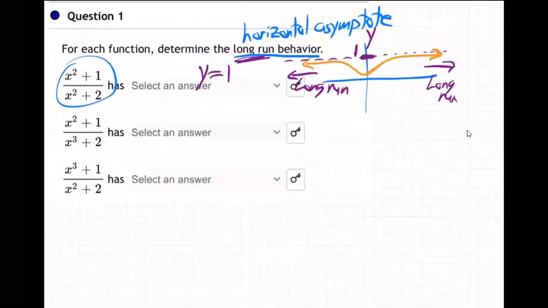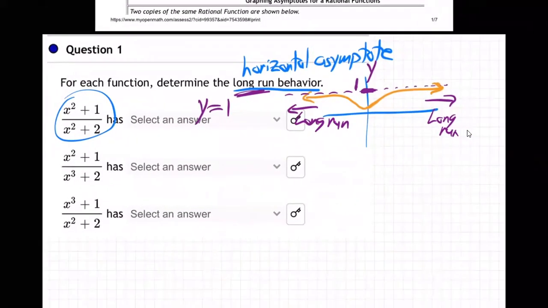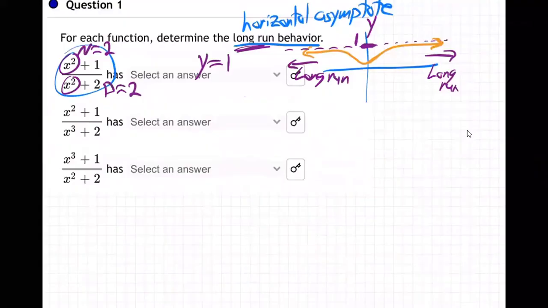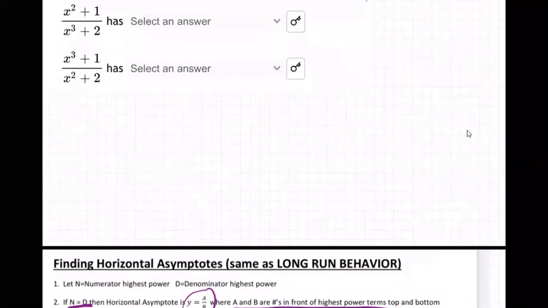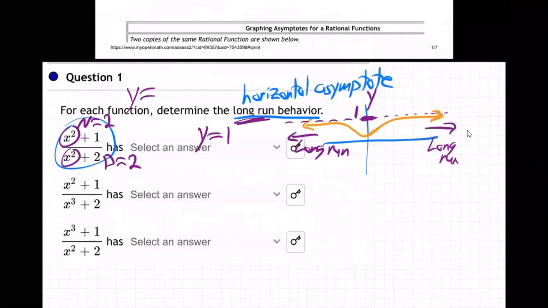So what do we have here? What's the power on the top? The numerator power is 2. What's the denominator power? Same thing, 2. So they're equal, aren't they? If n equals d, then it's a over b. What are a and b? They are the numbers in front of the highest power terms, top and bottom. Here it's 1 and 1, since there's no number in front. So a over b is 1 over 1, which is 1. That's why it's y equals 1.